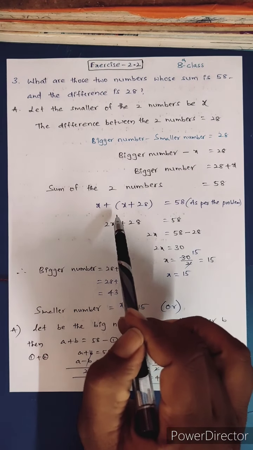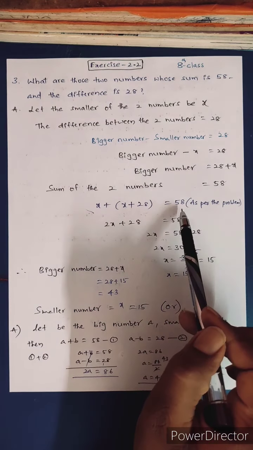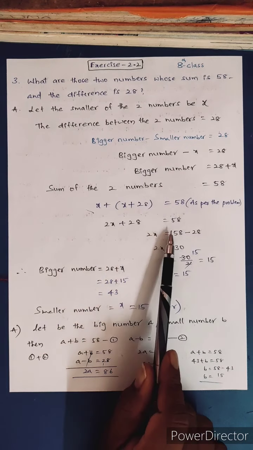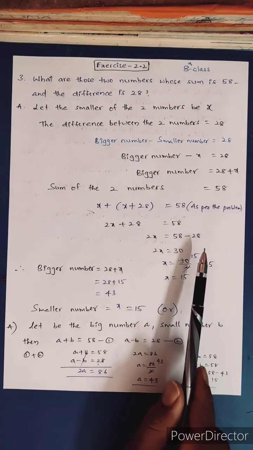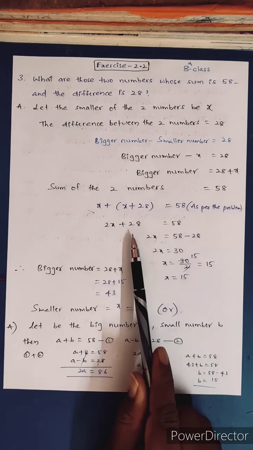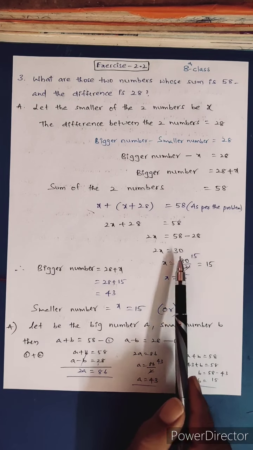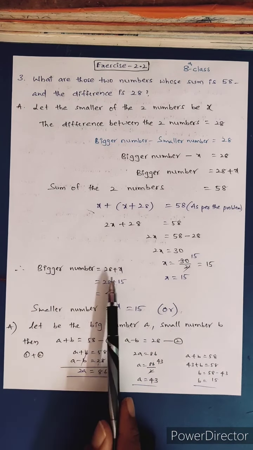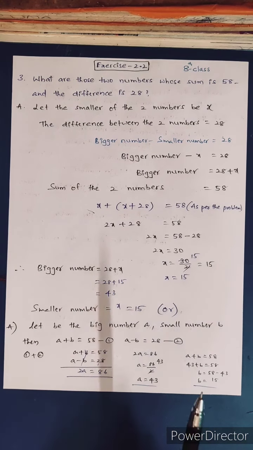Sum of the two numbers is 58. So the bigger number is x plus 28, the smaller number is x. Their sum is 58 as per the problem. x plus x, 2x plus 28 is equal to 58. Send this 28 to that side. Plus 28 changes to minus 28. 58 minus 28 is 30. 2x is equal to 30. x is equal to 15. Then the bigger number is equal to 28 plus 15, 43. The smaller number is equal to 15.